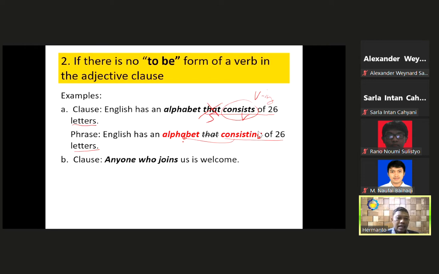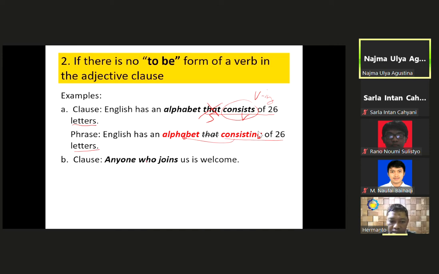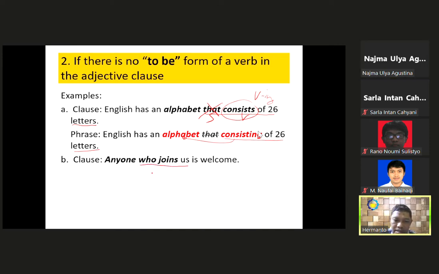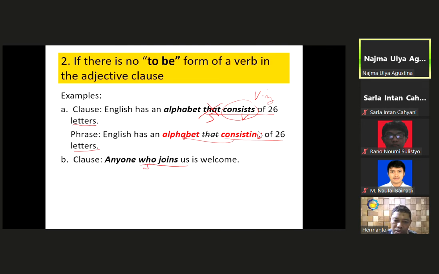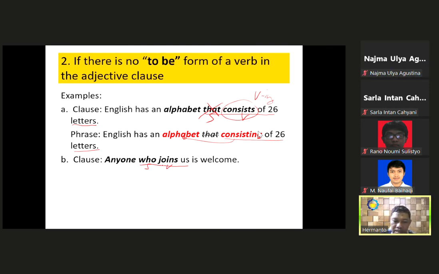Next. Anyone who joins us is welcome. Which is the adjective clause? Who joins us. Excellent. What is the subject? Who. What is the predicate? Joins. And how to change it into an adjective phrase? You remove who and you change joins to joining. What you get is anyone joining us is welcome. So this is the adjective phrase.